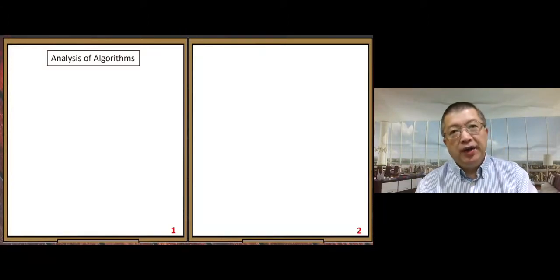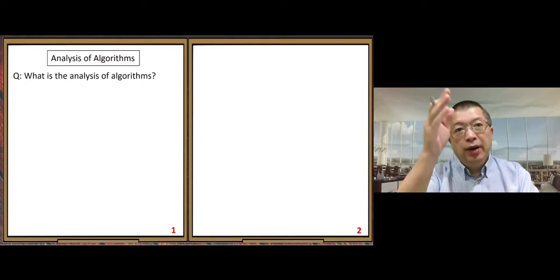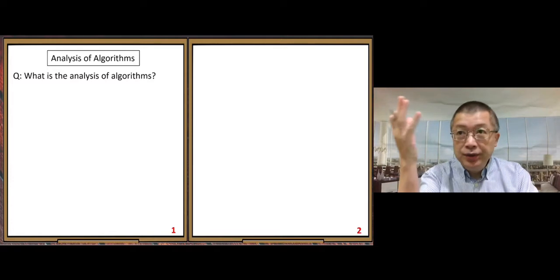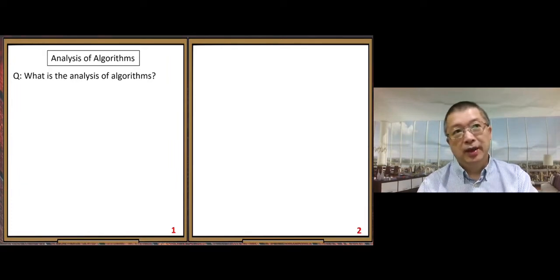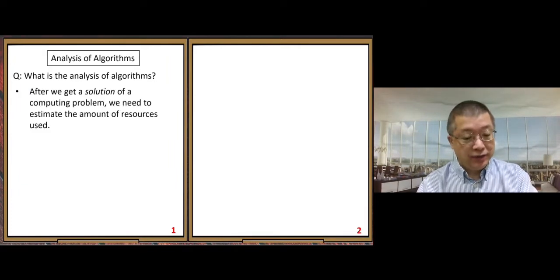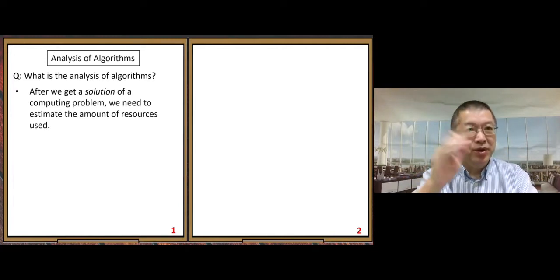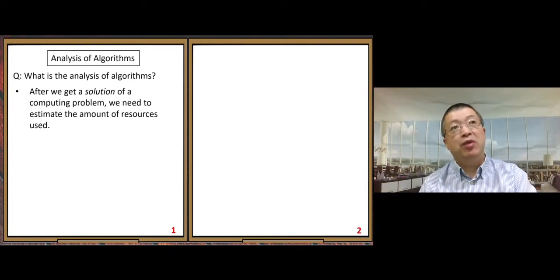Let's look at the general analysis of algorithms. So when we do that, what is the analysis of algorithms? What do we need to do when we do analysis on algorithms? We need to do a lot of things here. After we get a solution of a computing problem, we need to estimate the amount of resources that we used.